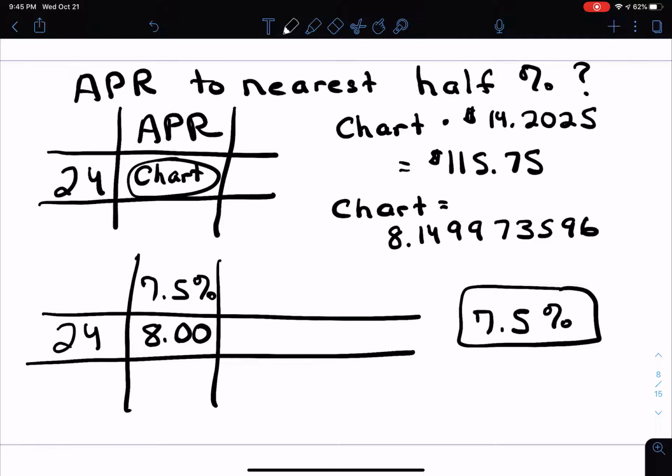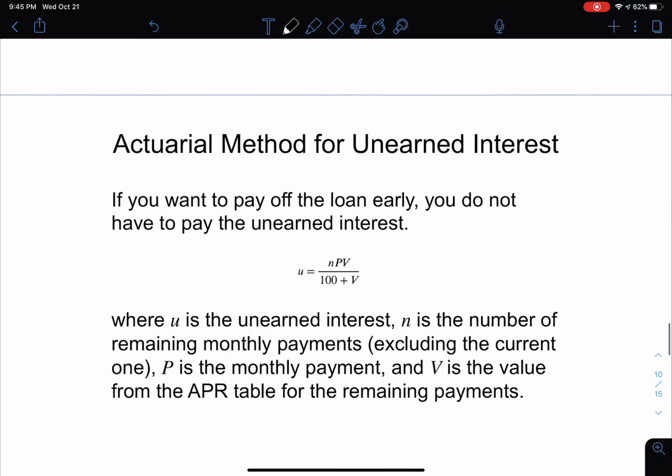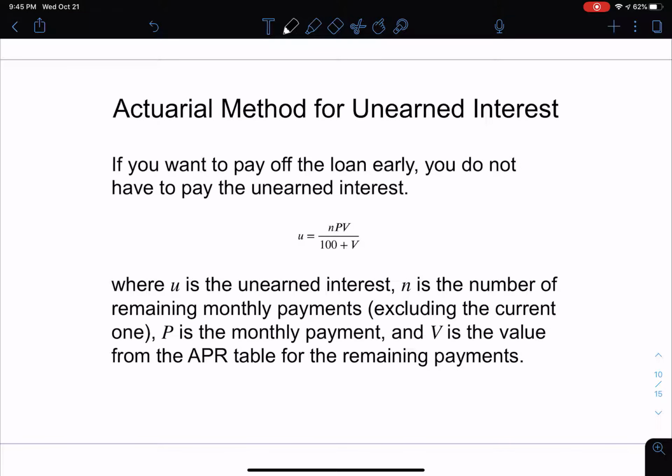Okay, so that's a little bit about the chart and the payment formula. But what if we want to pay off our loan early? If we want to pay off our loan early, there is something called the actuarial method for unearned interest, and that's what we're going to use right now. If you pay off the loan early, you do not have to pay the unearned interest.